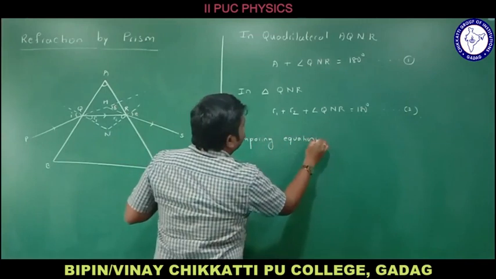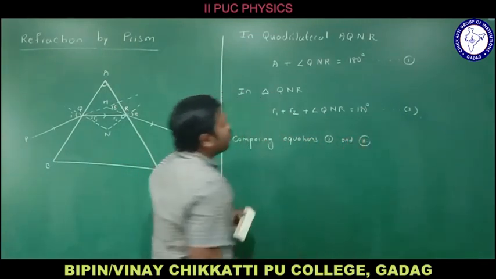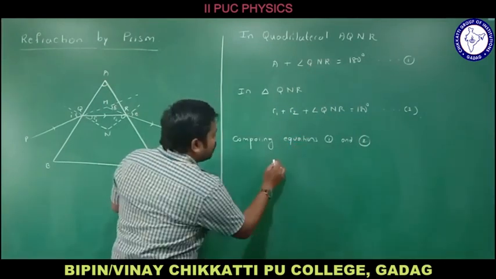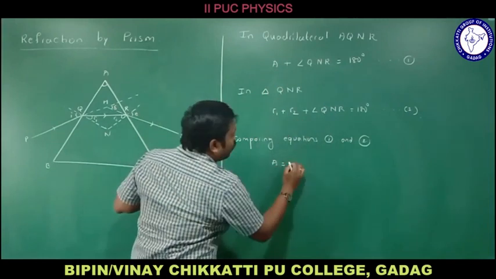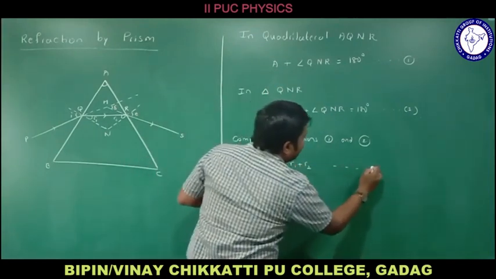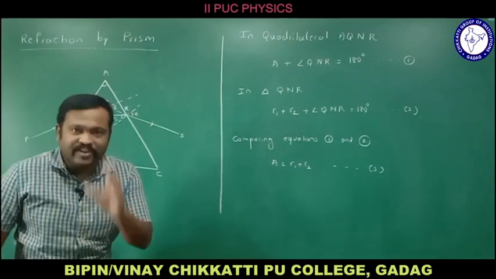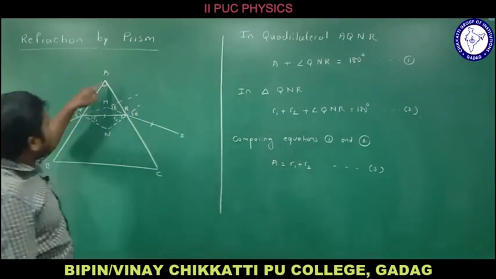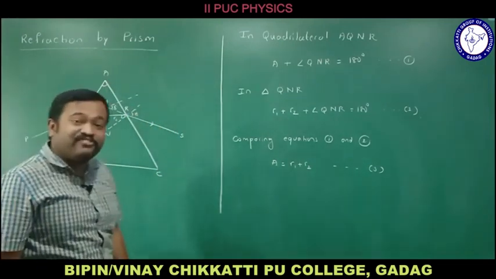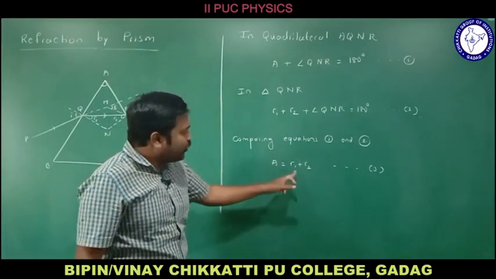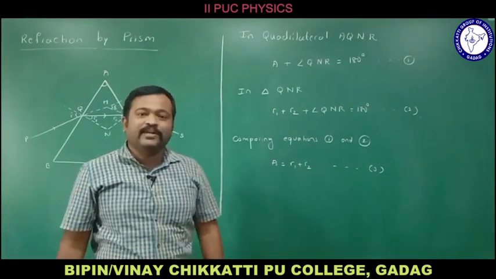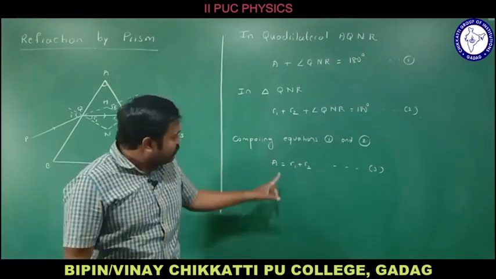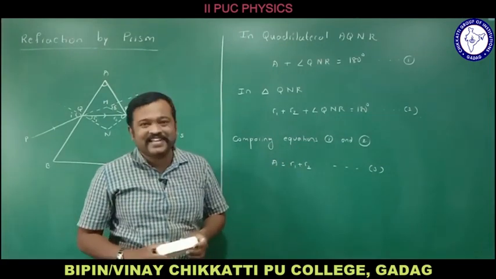Comparing equations 1 and 2, what do you get? Here also 180 degrees, 180 degrees, angle QNR, angle QNR. So A must be equal to R1 plus R2, and this is equation number 3. We have arrived at one equation, that is A is equal to R1 plus R2, which means the angle of the prism will be equal to the sum of the angles of refraction. I will be making use of this equation number 3 in the later section. So we got A is equal to R1 plus R2.